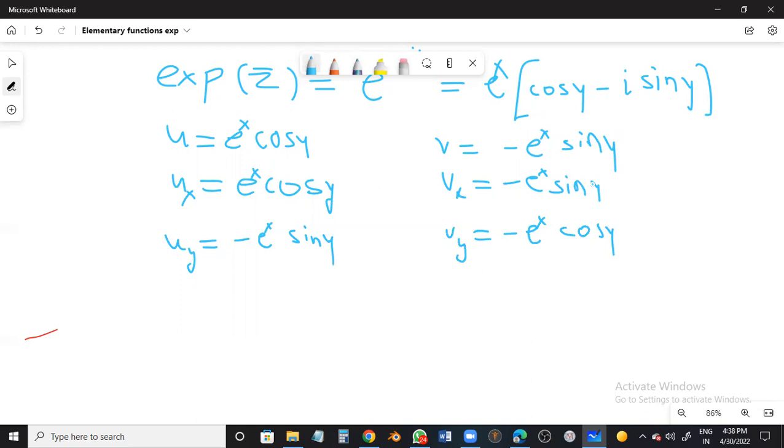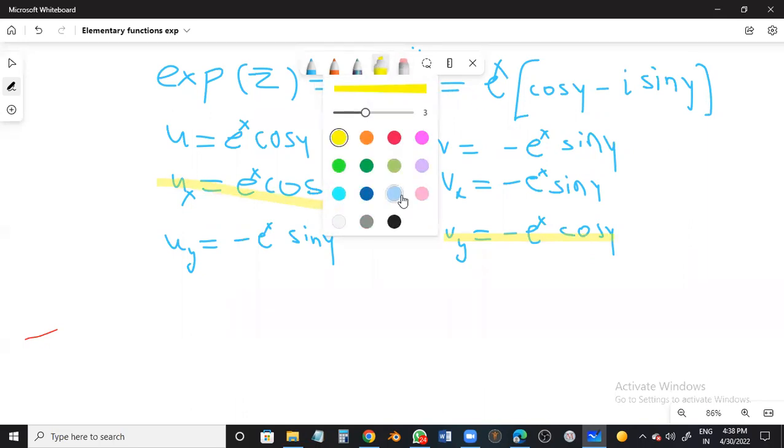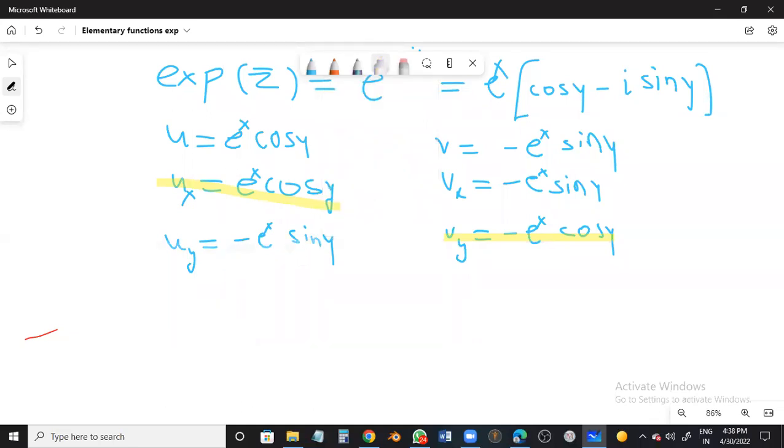Okay. So what you observe? Ux and Vy, they must be equal, but they are not. They are negatives of each other as you are watching. You want these two to be same, but they are not. And if you go ahead with the next one, Uy and Vx, you want them to be negatives of each other, whereas they are equal. So the function is not analytic.